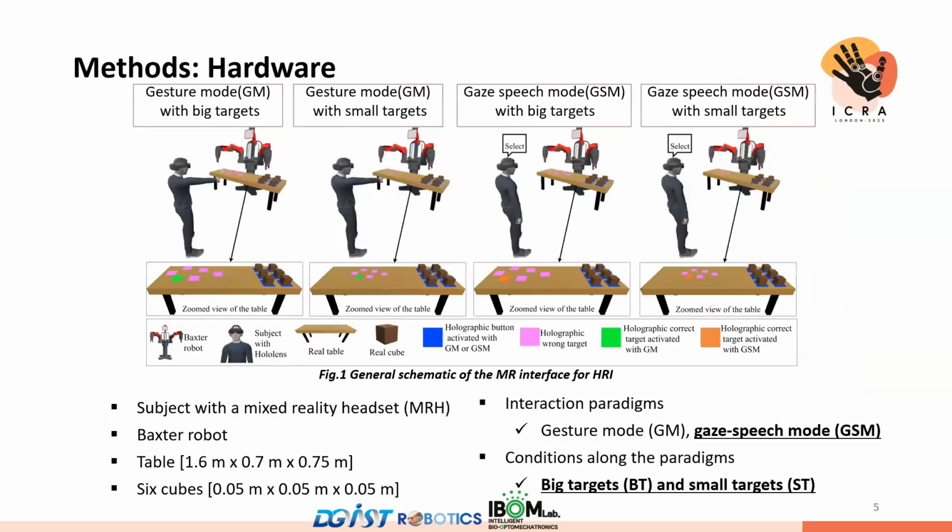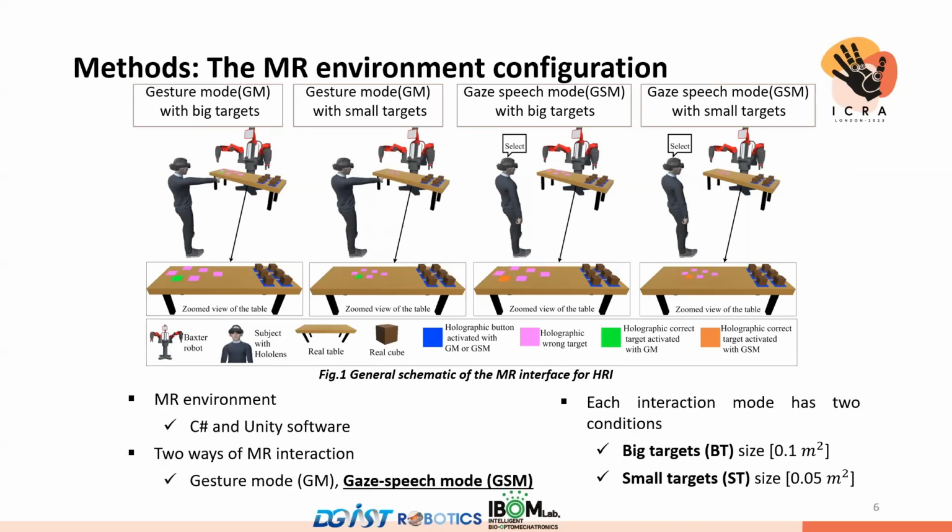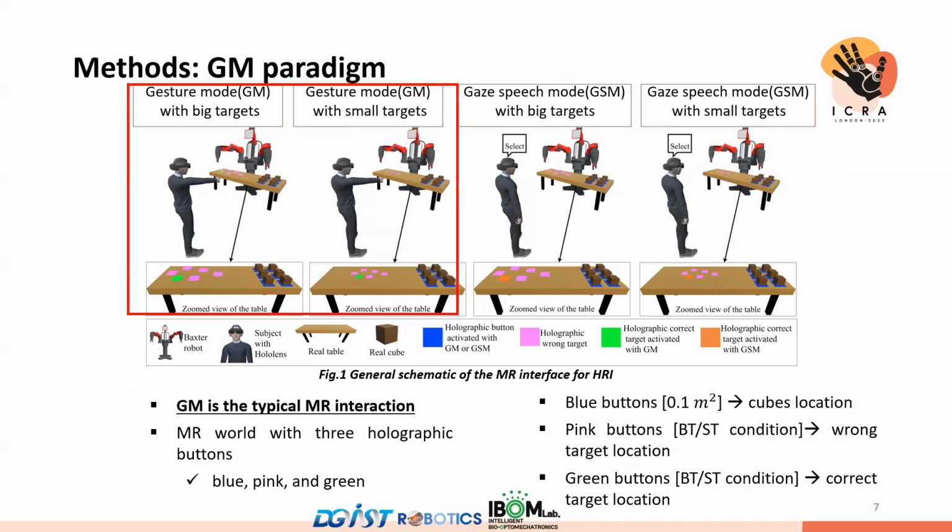tasks. This study used a mixed reality headset. In addition, we used the Baxter robot for the HRI tasks, as shown in Figure 1. One table and six cubes were used for pick-and-place experiments. The MR world has two holographic interaction modes: gesture mode, GM, and gaze-speech mode, GSM. Furthermore, each interaction mode represents two different conditions: big targets and small targets. Both big targets and small targets were virtual buttons with different sizes.